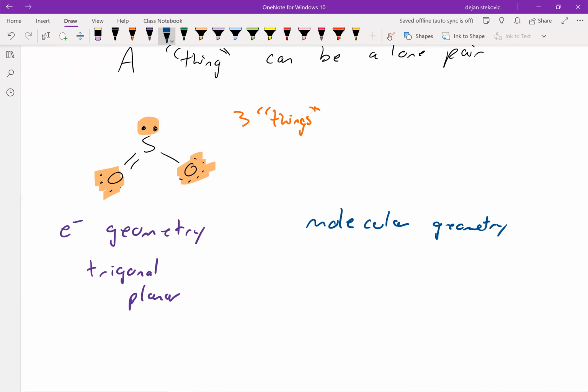So when we're talking about the molecular geometry, we just ignore the lone pairs, right? They're still there. They affect the shape of the molecule, but we don't describe what the molecule looks like with that lone pair. We pretend that lone pair isn't there when we're describing the shape of it. And so the molecular shape of SO2 would actually only be bent. That's the name of that shape.